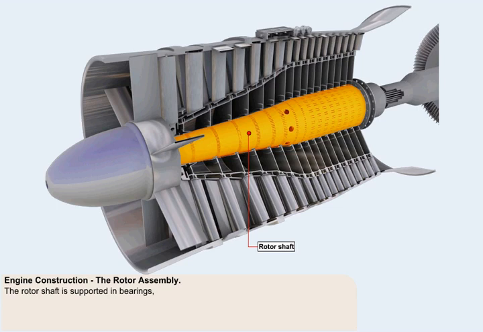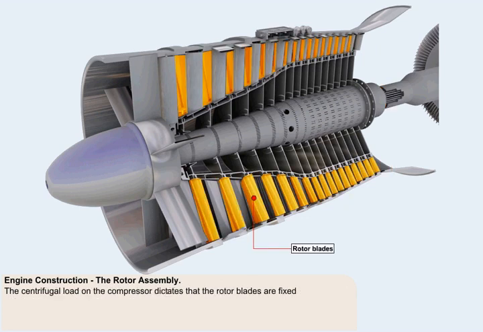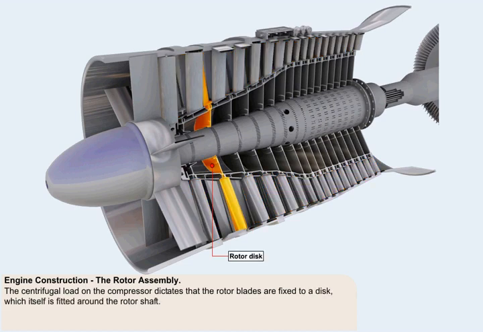This picture shows the basic methods of construction which are commonly used in compressor assembly. The rotor shaft is supported in bearings and is coupled to the turbine shaft in a manner that will allow minor variations in alignment to be catered for. The centrifugal load imposed on the compressor dictates that the rotor blades are fixed to a disc, which itself is fitted around the rotor shaft.